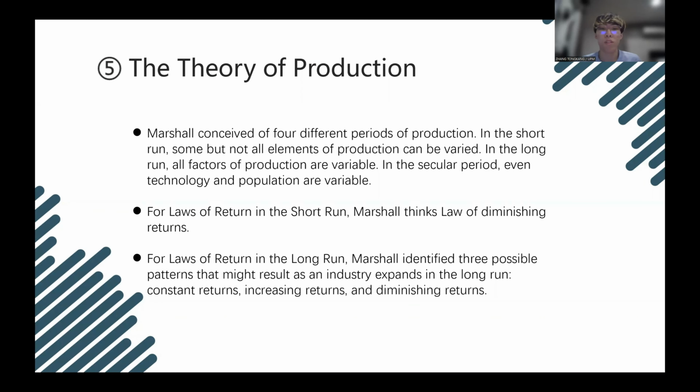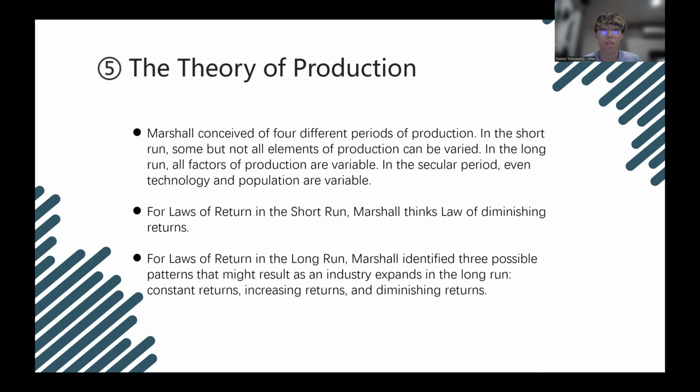This part is about the theory of production. Marshall conceived of 4 different periods of production. In the short run, some but not all elements of production can be varied. In the long run, all factors of production are variable. In a secular period, even technology and population are variable.